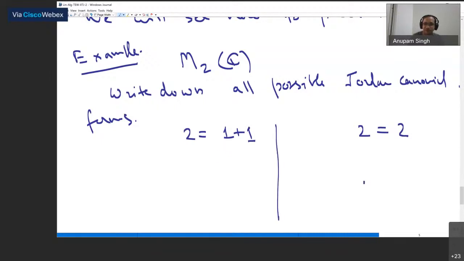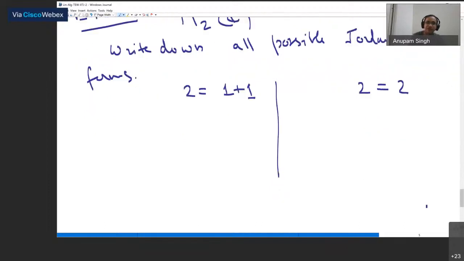So I make two different cases here. For the partition 1 plus 1, the partition of 1 is just 1, so I cannot do any further partition here, right? In this case, you will see that the Jordan blocks, each one of them, are of size 1, and they correspond to different eigenvalues. This will correspond to lambda 1, and this will correspond to some lambda 2, which is not equal to lambda 1, right? And you will see that the canonical form is simply this.